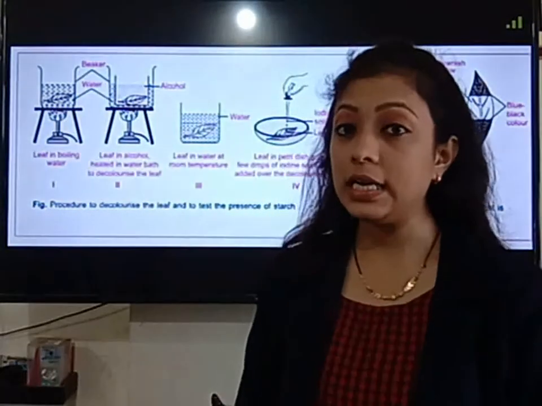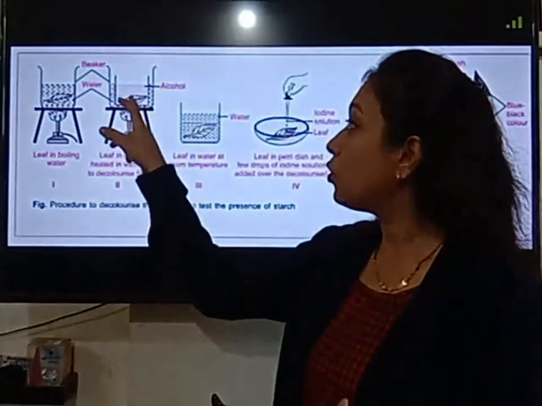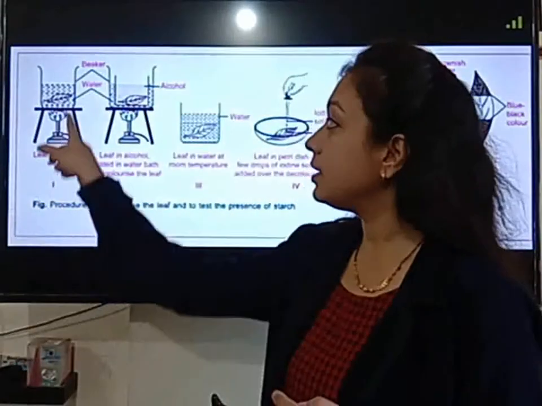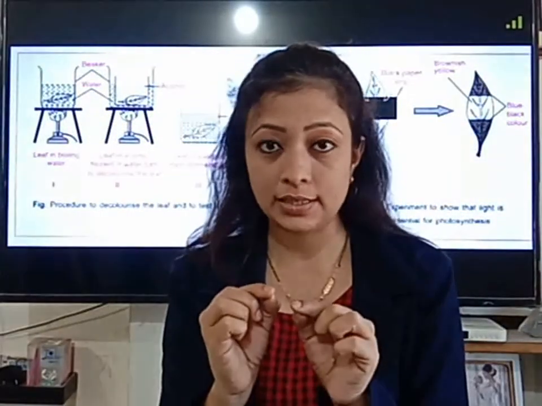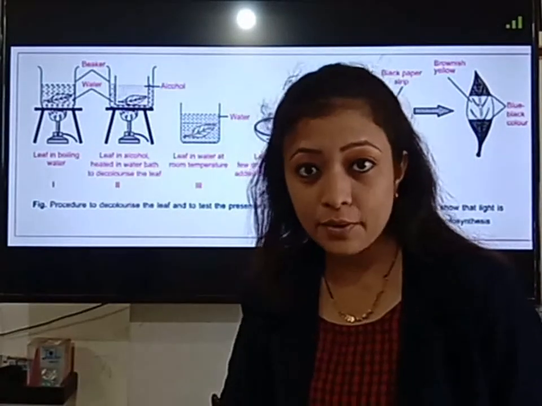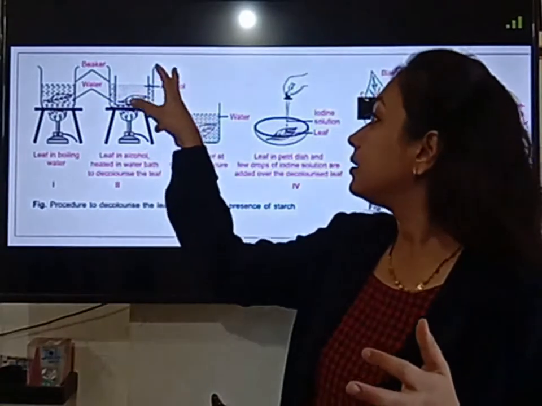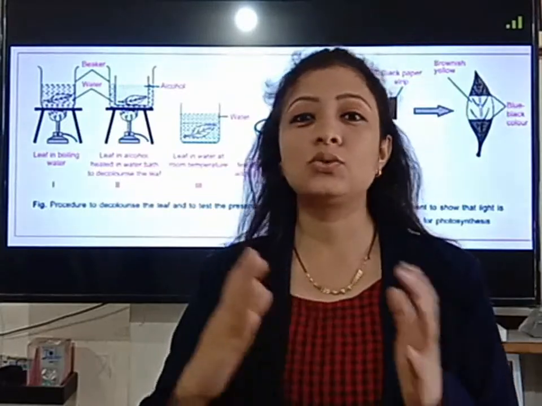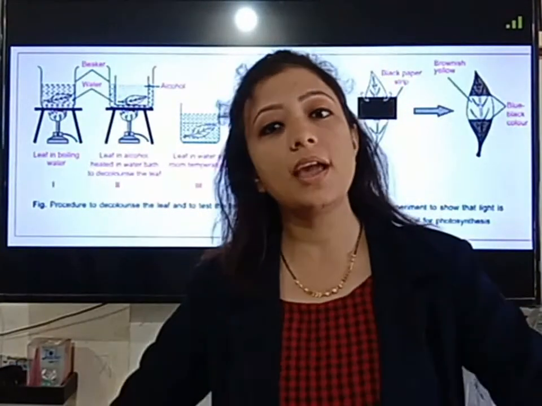So once we boil the leaf in an alcohol-containing water bath, what will happen? The chlorophyll from the leaves comes out into the alcohol. As we have discussed, the water boiling creates holes in the cell wall of the plant cell. So it is through those holes that the alcohol enters the leaf and takes out the chlorophyll. And hence, the color of the alcohol gradually changes from colorless to green because the chlorophyll is getting removed from the leaf into the alcohol.